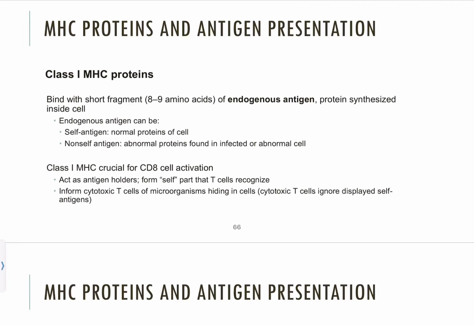So our T cells can only recognize antigens when they are processed and presented by other cells using MHC proteins. So we have class 1 MHC proteins that are found on nearly all nucleated cells. And again, these are going to present endogenous antigens, so proteins made inside of the cell, which could be normal self-proteins or abnormal proteins from viruses or cancers. And these are recognized by our CD8 T cells, and they're going to trigger a cytotoxic activity if the antigen is non-self.